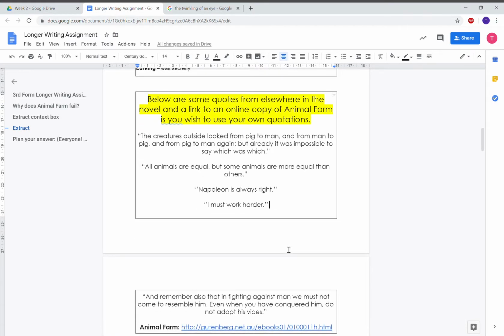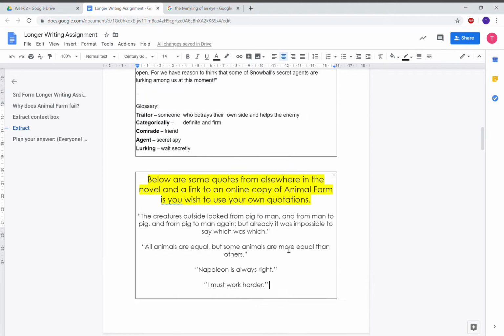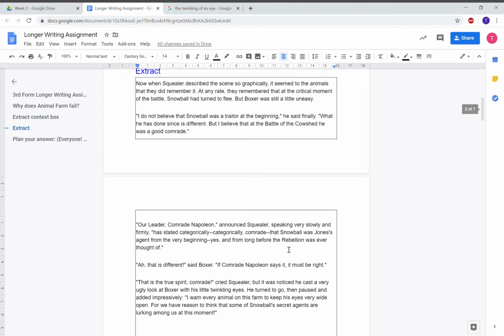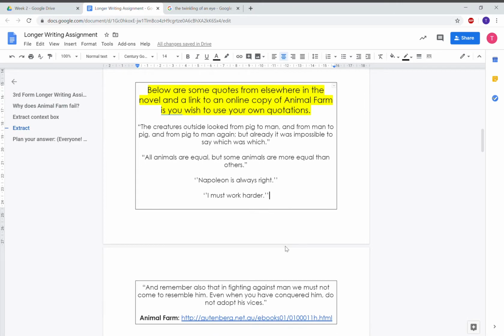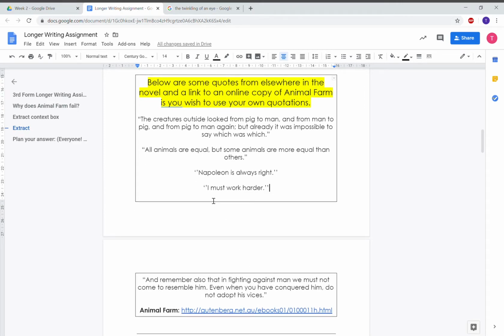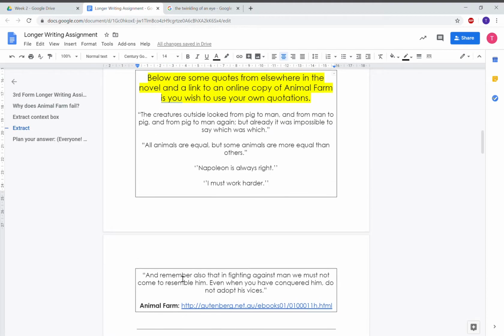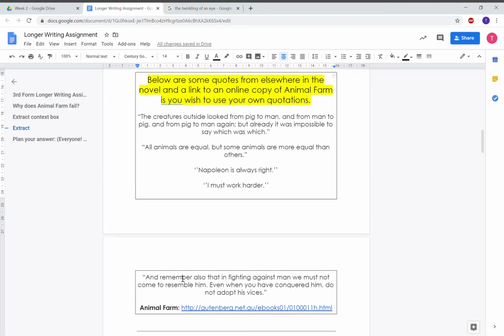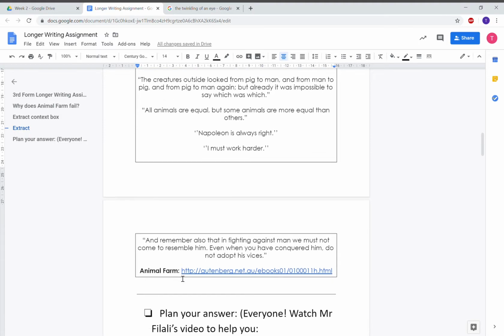Because ideally we would like you to use quotations from the extract here, but also to try and use some quotations from across the novel, okay? There are 1, 2, 3, 4, 5 quotations there. You could choose one of those, two of those. However, if you feel as though you know the story pretty well, or if you like the idea of trying to use your own quotations, we've also put an electronic link to Animal Farm just at the bottom here, okay?